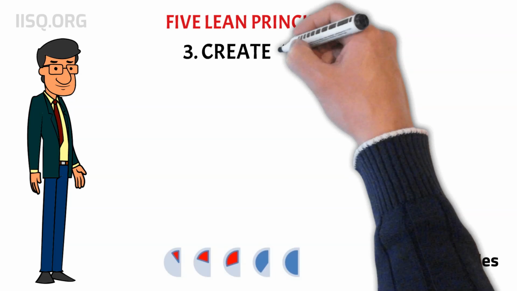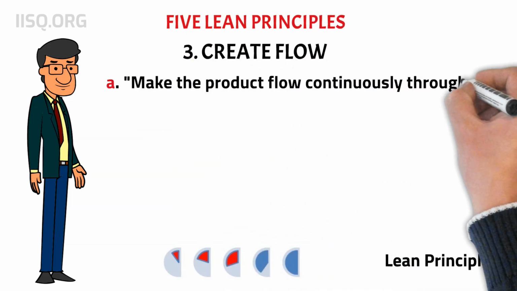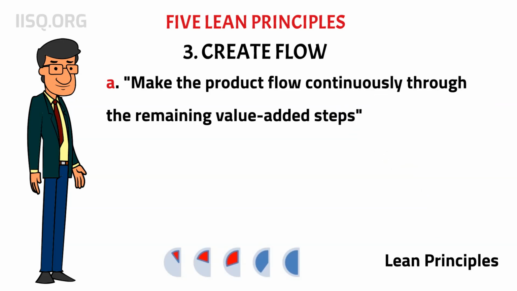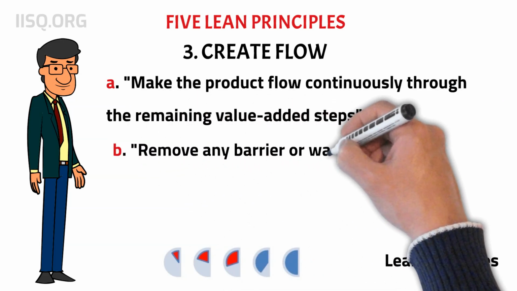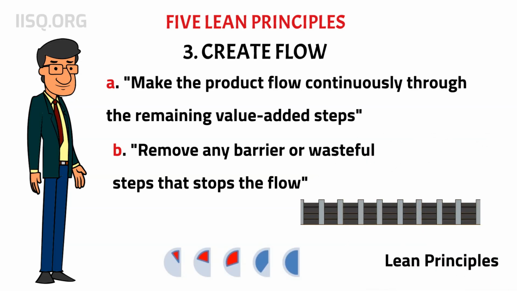3. Create flow. For this, make the product flow continuously through the remaining value-added steps. Next, remove any barrier or wasteful steps that stops the flow. This needs to be done on a continuous basis.